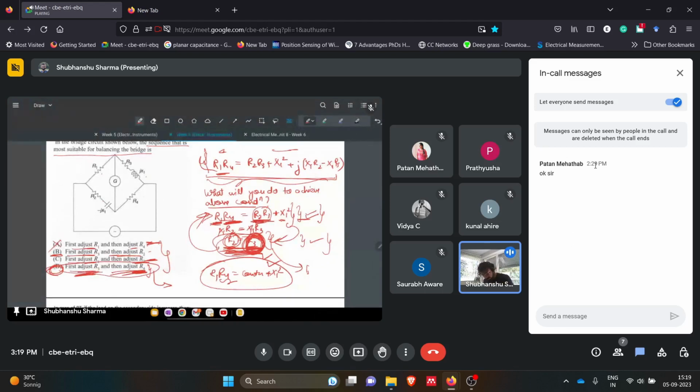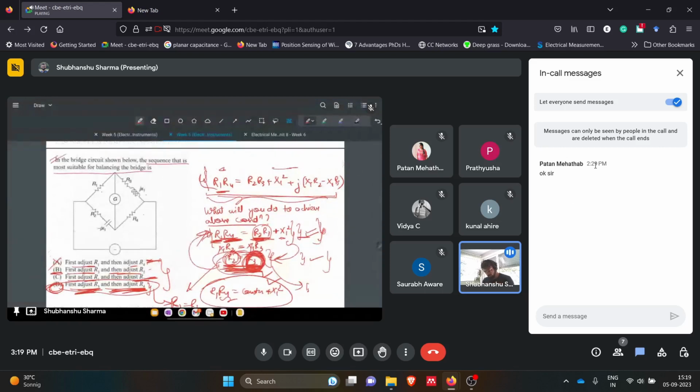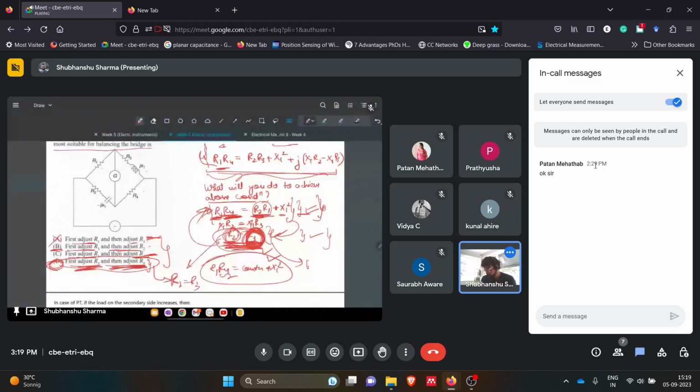First we are adjusting R3, because of that we got R2 equal to R3, and after that we adjusted R4 in the real part equation, so that we can achieve the real part balance condition also. Okay, got my point? I hope I am able to give you clarity on this question.